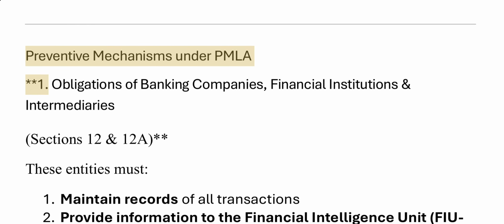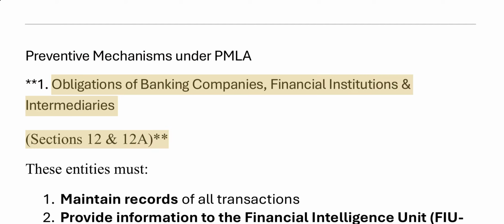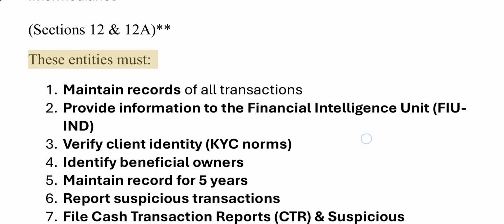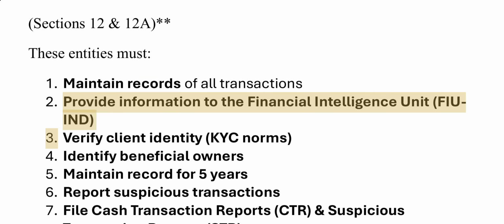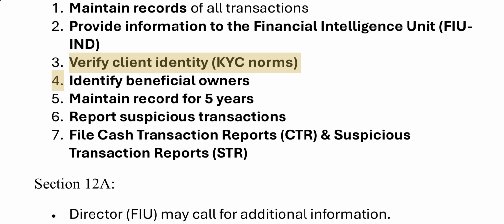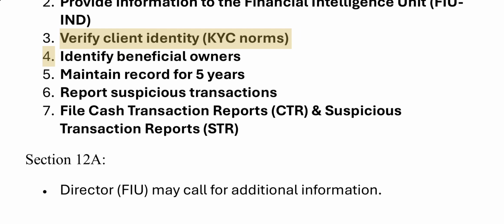Preventive mechanisms under PMLA. 1. Obligations of banking companies, financial institutions and intermediaries, Sections 12 and 12A. These entities must: 1. Maintain records of all transactions. 2. Provide information to the Financial Intelligence Unit, FIU-IND. 3. Verify client identity, KYC norms. 4. Identify beneficial owners. 5. Maintain records for 5 years.